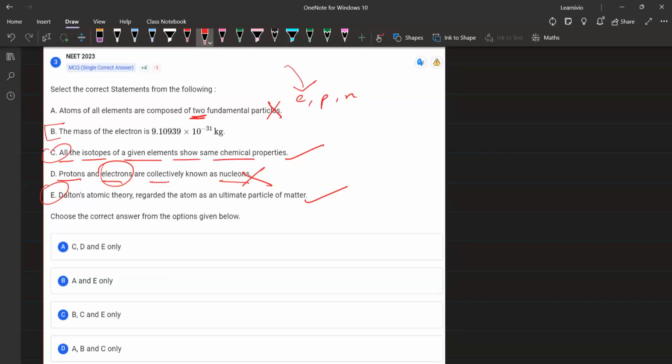Here they are saying D is correct, so this will be wrong. If they are saying E is correct, this will be wrong. Here they are saying B, C, and E are correct. This may be right. Let's look at the D option: A, B, and C only. No, A is not correct. So A is incorrect. Please remember, we don't know anything about B. Only looking at C and E, we can say that B, C, and E is the correct option. Okay, please copy this down.